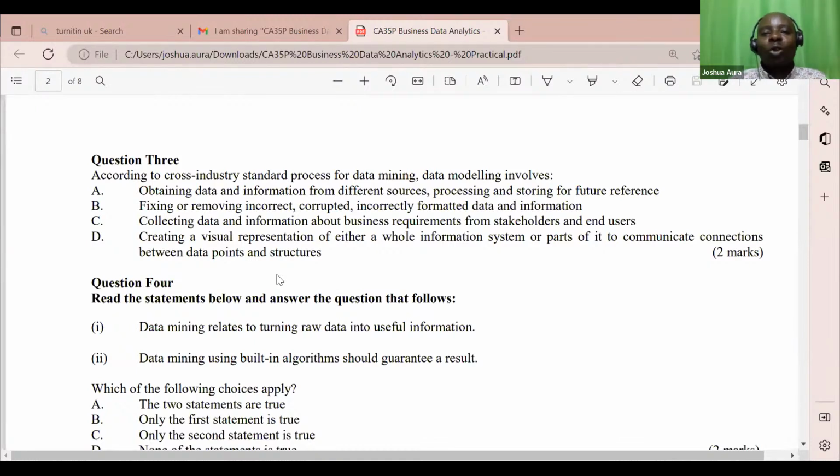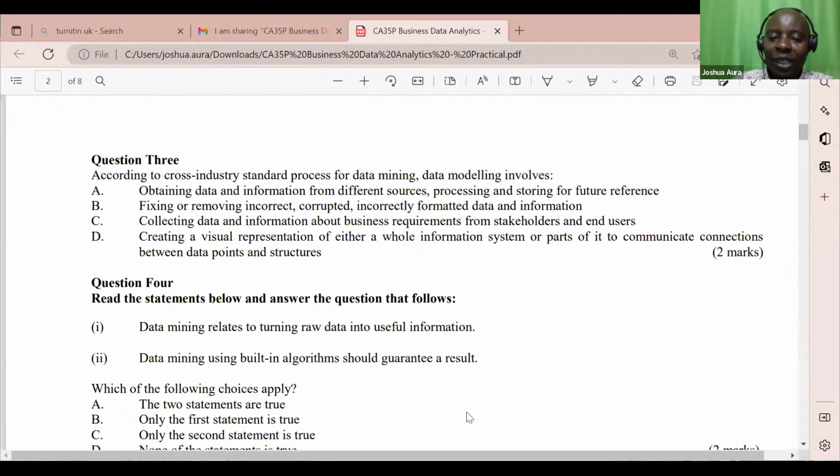Now, B is out of this because you see, B is part of preparation, really. It's part of what we call data cleaning, fixing or removing incorrect, corrupted, incorrectly formatted data and information. That is data cleaning, right? It can't be modeling.